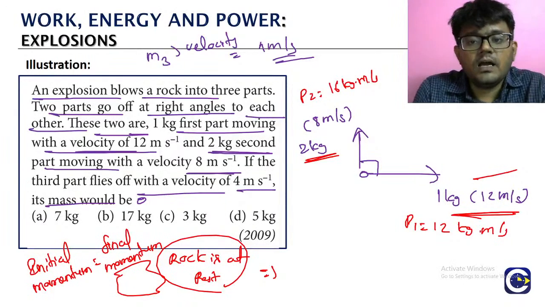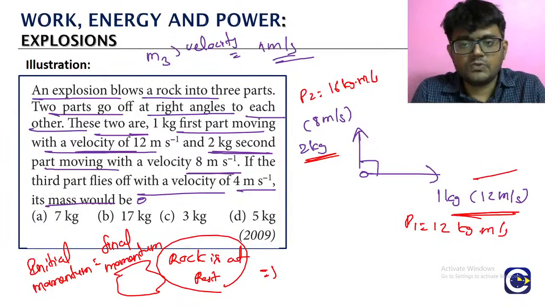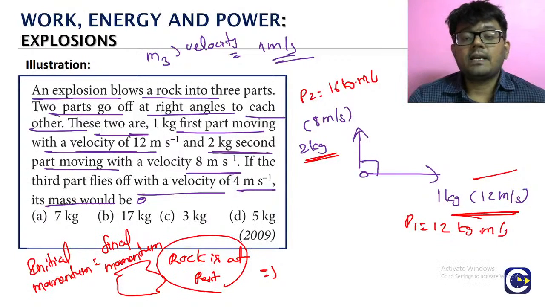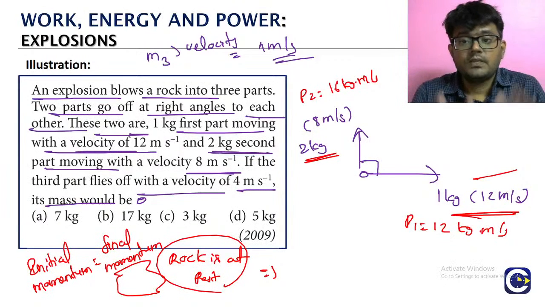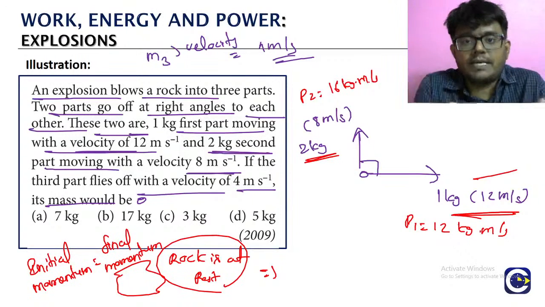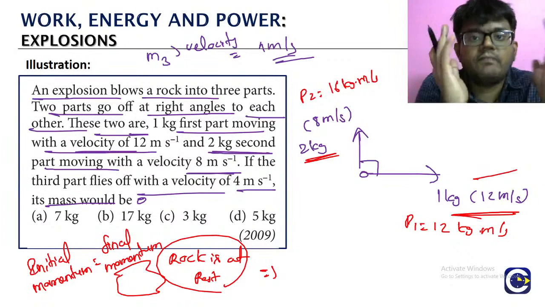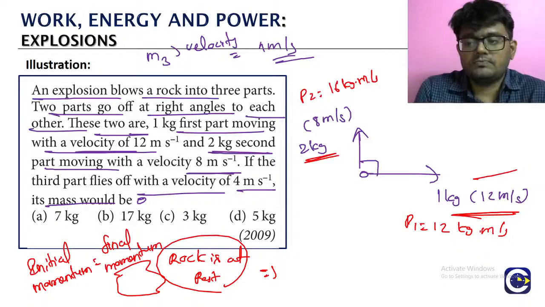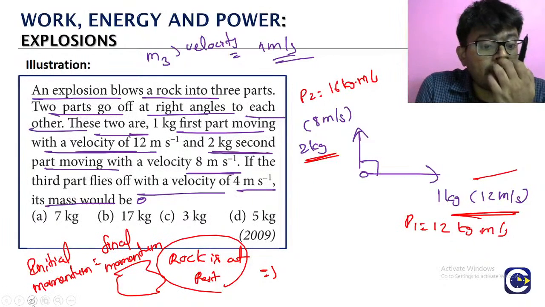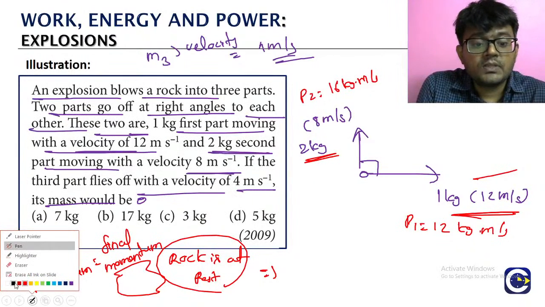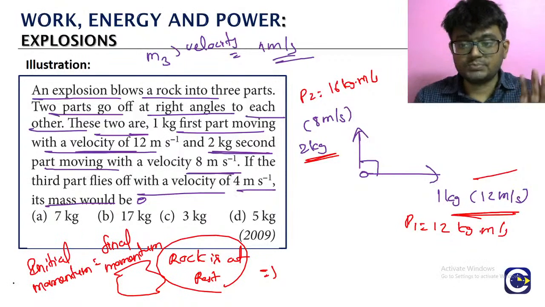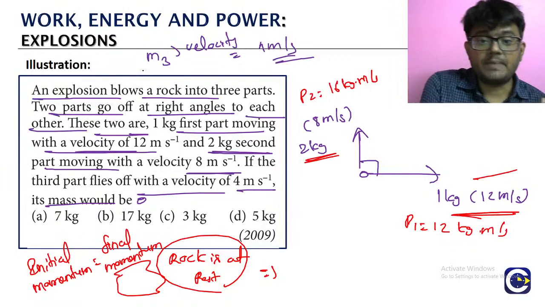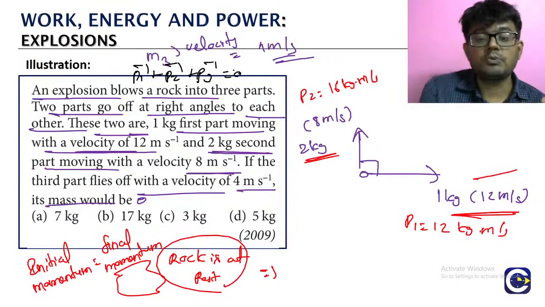The third particle's momentum is P3. The 3 values, when added, should add up to 0, because momentum is a vector quantity. We cannot just add the numbers; we have to add them vectorially. Vectorially they should add up to 0, since the initial momentum of the rock is 0. So P1 plus P2 plus P3 should add up to 0.